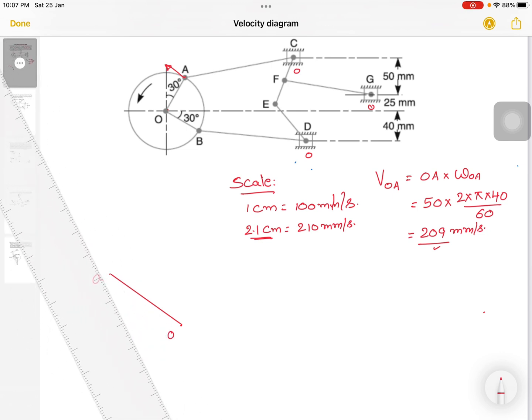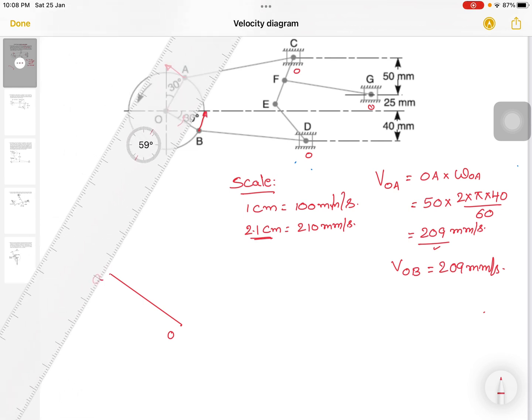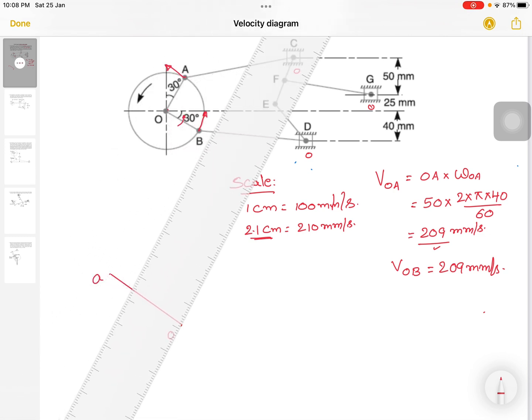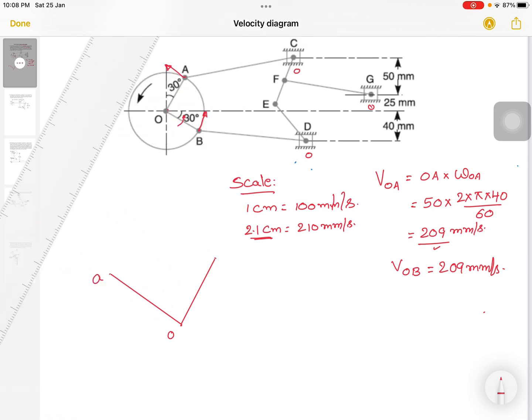Similarly, OA and OB are the cranks. Whatever the speed of OA, it is the same for OB. Again, OB is also rotating in the counterclockwise direction, so the velocity will be perpendicular to it. You can keep the scale like this, as a perpendicular line, and drag the scale from point O. Keep it 2.1 centimeter. This point will be B.